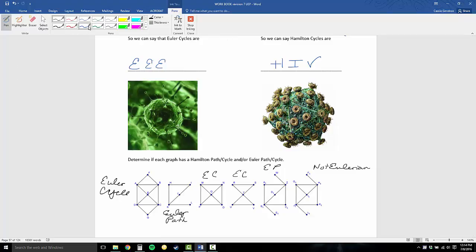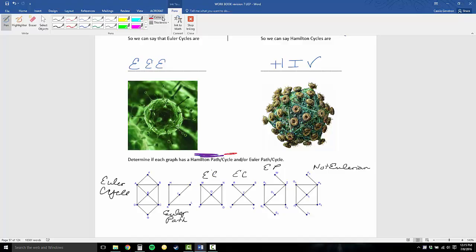Now for Hamilton, we're going to go ahead and trace these. I'm not going to use the highlighter tool. That was bad. But I'm going to indicate Hamilton paths in, probably not blue. Let's indicate Hamilton paths in purple. And a Hamilton cycle in red.